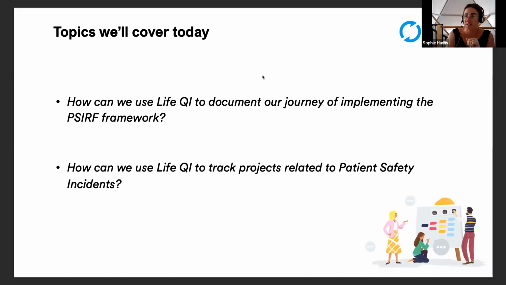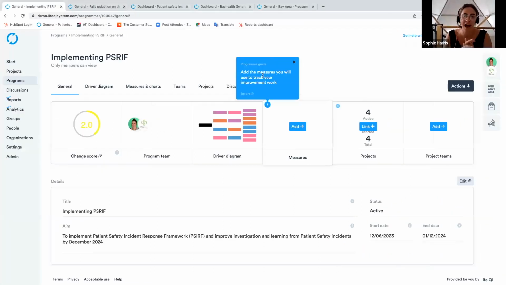So the first thing I'm going to do is come into LifeQI and have a look at how we can use it to document our implementation process of PSIRF. What we've got here is the program functionality. This is a really good way to house projects relating to one specific theme. The way we're using this program is using the driver diagram to help us document our key priorities and what we might do with those areas, as well as being able to link projects specific to those key priority areas and how we might be implementing those across the organisation.